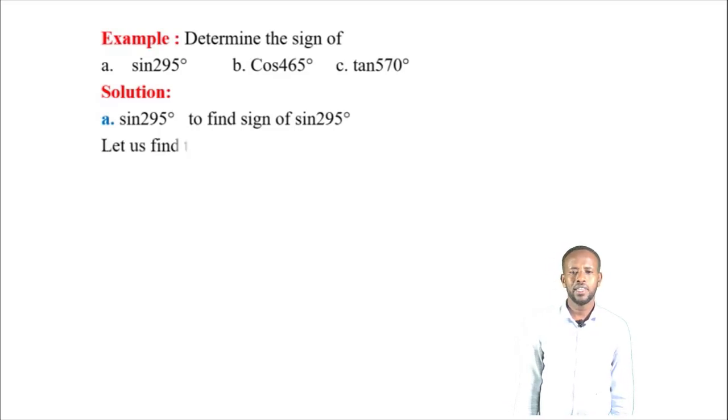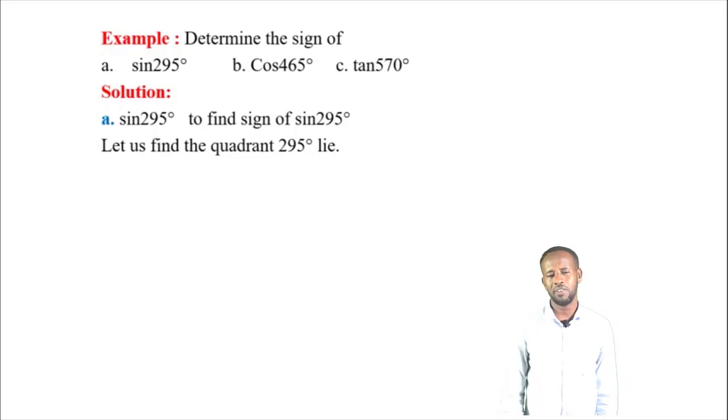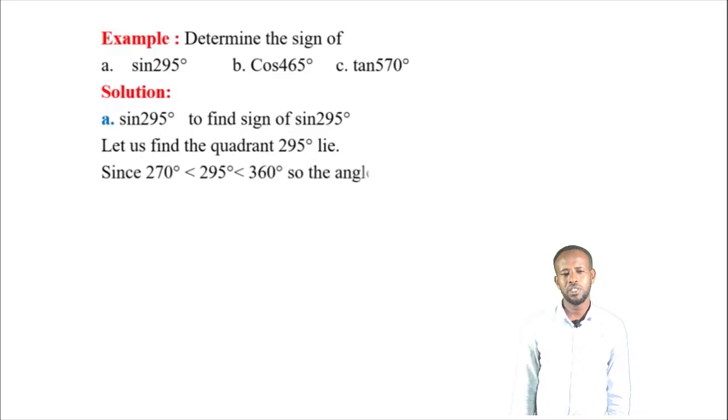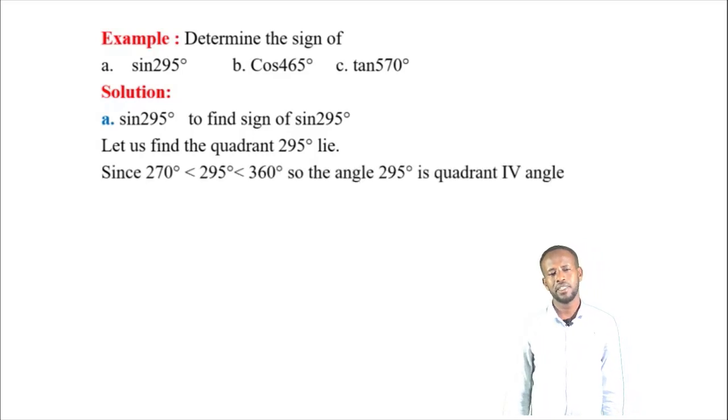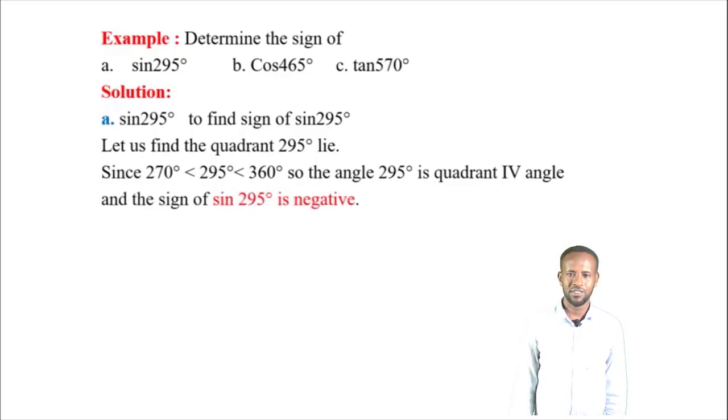Let us find the quadrant. 295 degree lies, if we get the quadrant we can still remember by the statement that we have learned. Since 295 degrees is between 270 degree and 360 degree, that means 295 degree is in the fourth quadrant. In quadrant 4, sine is negative because in quadrant 4 cos was only positive.